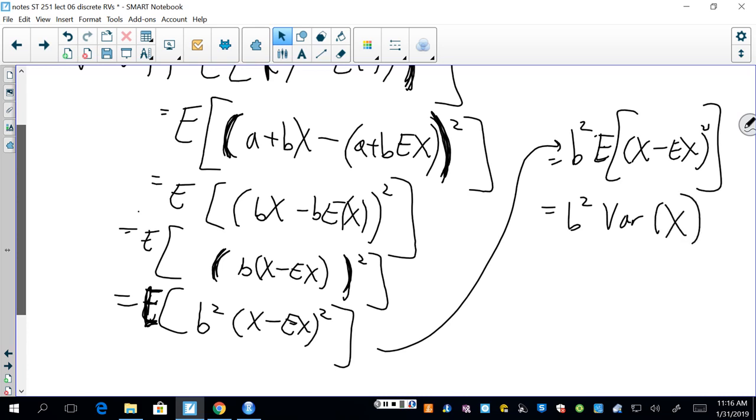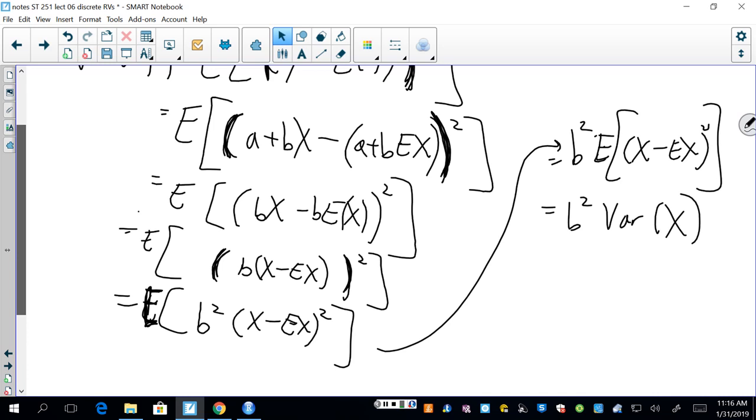So if you're doing a linear transformation, if you're adding something and then multiplying, the thing you're adding doesn't change spread, doesn't change variance at all, right? It just shifts things by a constant amount. If you scale it, the square of that scale impacts variance, in a predictable way.